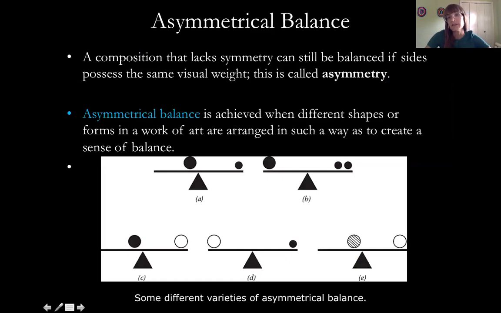You can also have asymmetrical balance. That's the second type that we're going to cover. This is when a composition lacks symmetry, but it can still be balanced if the sides possess the same visual weight, and this is called asymmetry.